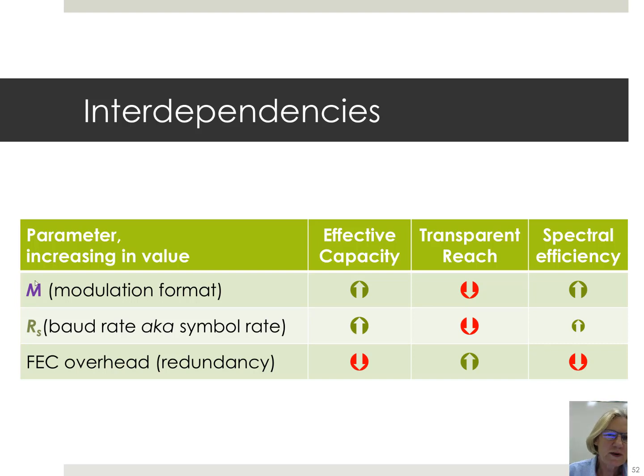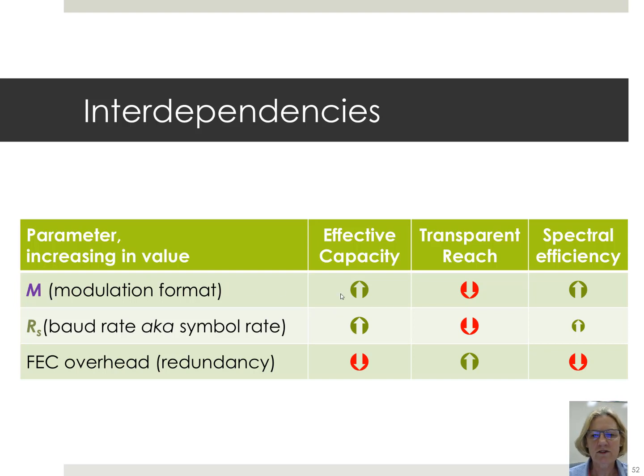But when I'm in the transceiver and I'm trying to use my flexible transceiver to achieve these goals, I'm actually adjusting modulation format, baud rate, and FEC overhead, for instance. And they have competing trade-offs. So I would love to have everything, as I increase the modulation format, everything gets better, but of course that's not the case. And that's what makes this a very difficult problem.